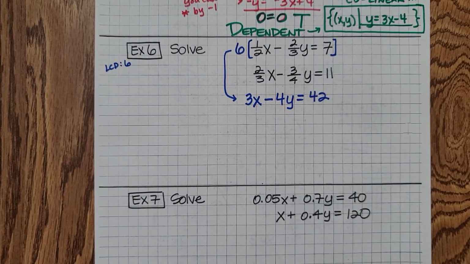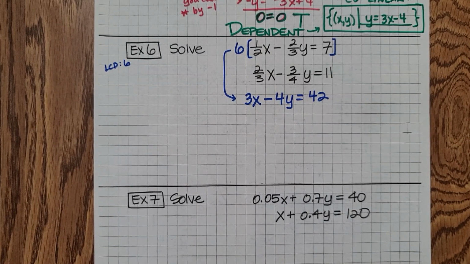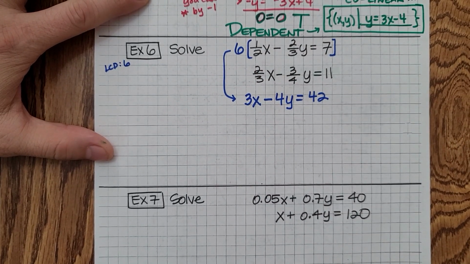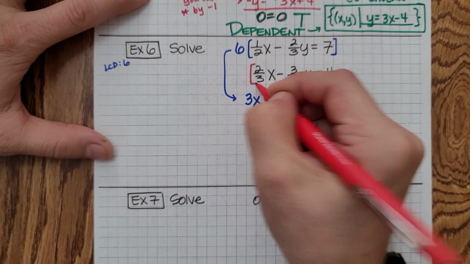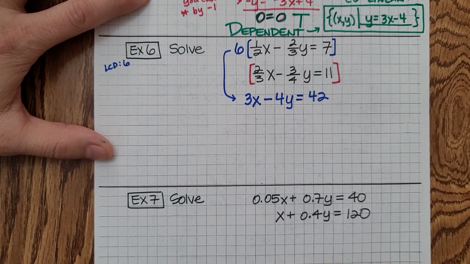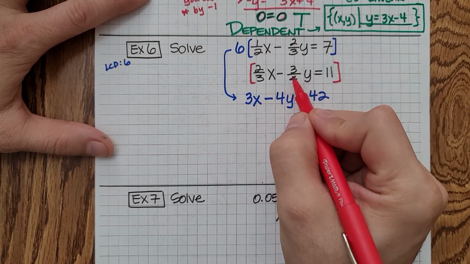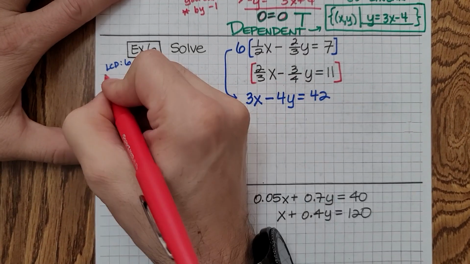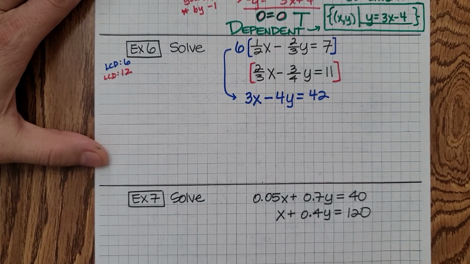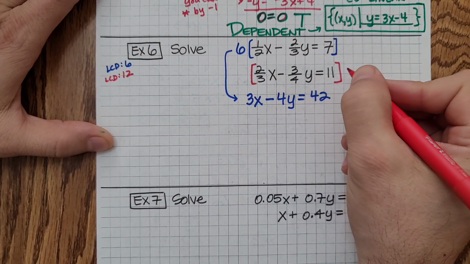We're going to do the exact same strategy, but this time we're looking at the second equation. If we multiply it by 6, we won't get rid of this 4 on the bottom. I need the LCD of the second equation, and the least common denominator of that second equation is 12. So I'm going to multiply the entire second equation by 12.